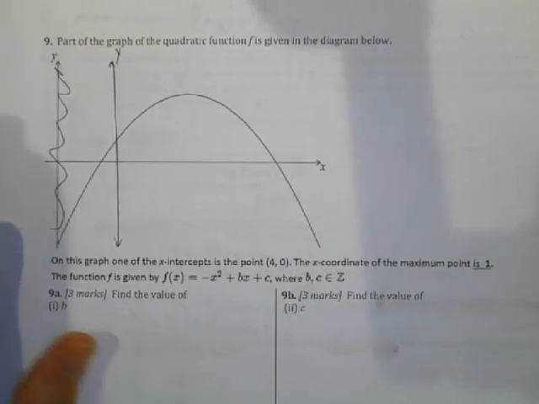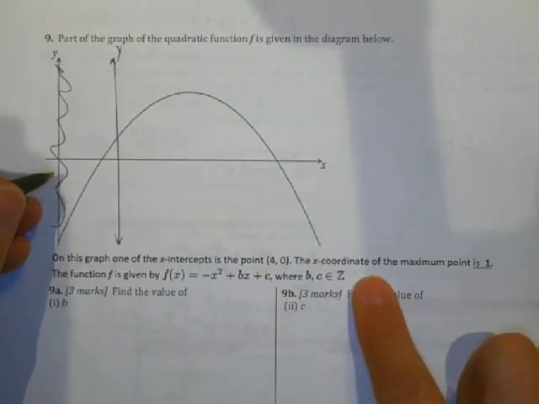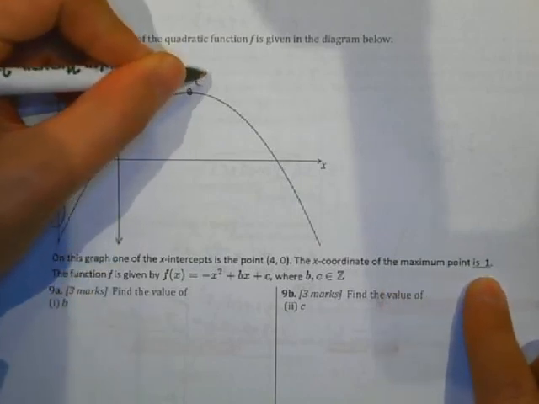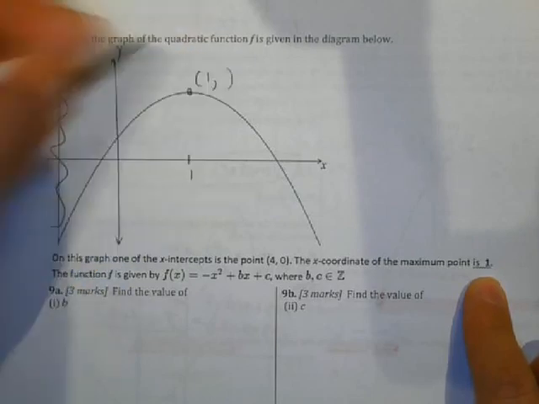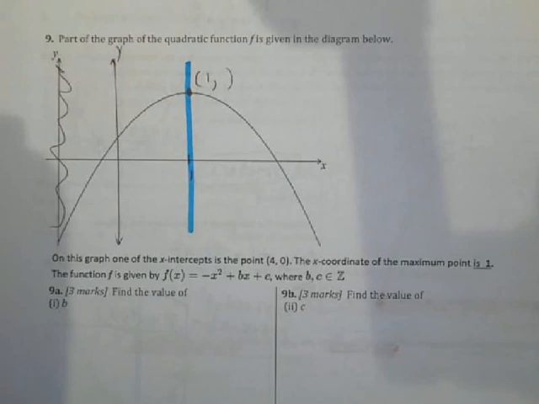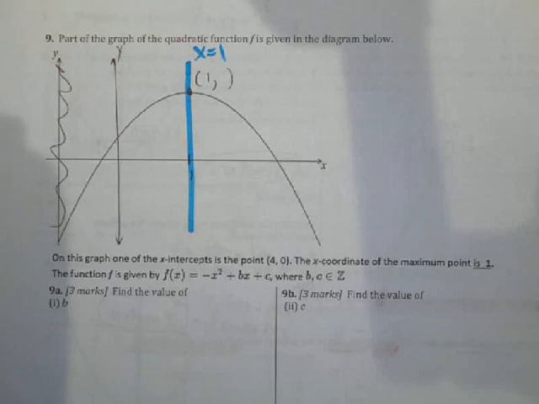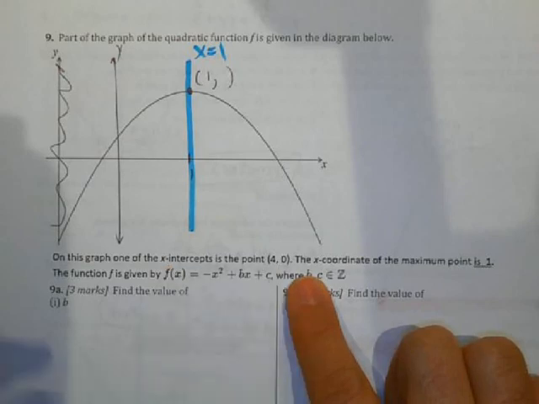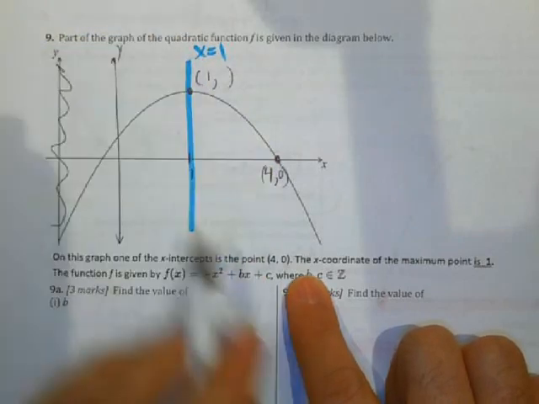Okay, now they've told you on this graph one of the x-intercepts is (4, 0), and the x-coordinate of the maximum is 1. So here's my maximum, and the x part of the coordinate is 1. So my axis of symmetry is x equals 1. Okay, and so if I've got the x-intercept at (4, 0), this one here is going to have to be 4, 0, because it's higher than 1.